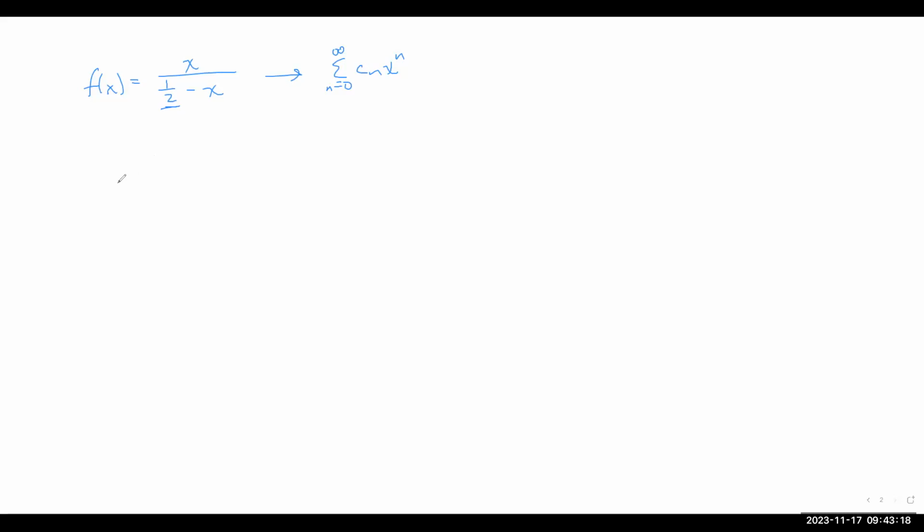Multiply by 2. So what I'm going to do is multiply numerator and denominator here by 2. And what do I get? I get 2x over 1 minus 2x. Does that make things different? Does that help? The 2x's do not cancel out.